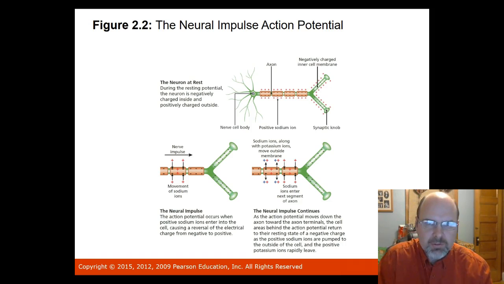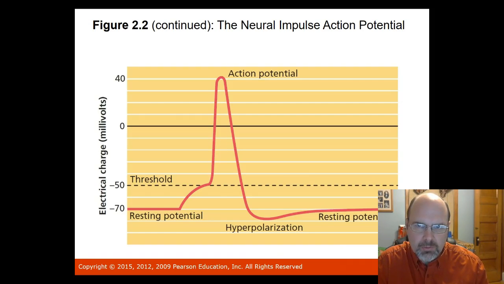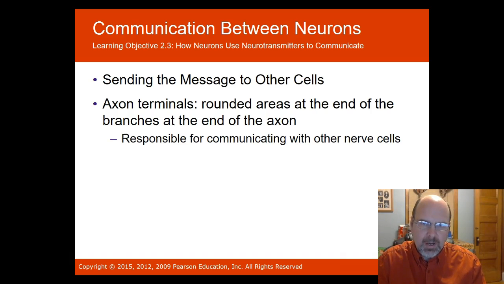This is a graph that shows the neuron impulse, the action potential, where it's at rest, and then where there's an impulse, and the impulse continues. The sodium ions along with the potassium ions move outside the membrane. This also shows the resting potential and how after the stimulus it enters the action potential and then returns back to the resting potential. During that time, it sends the message to other cells.